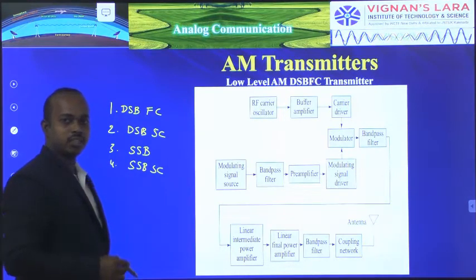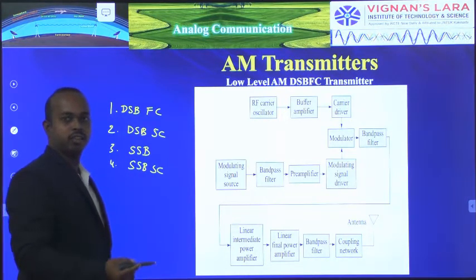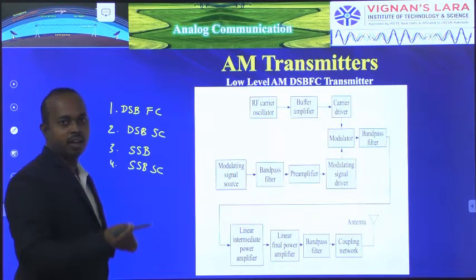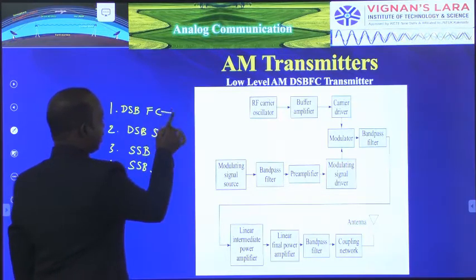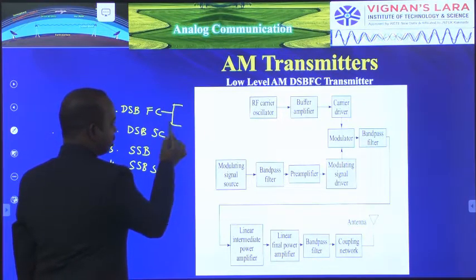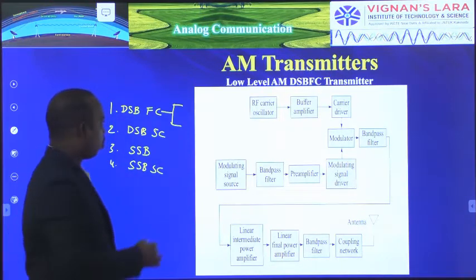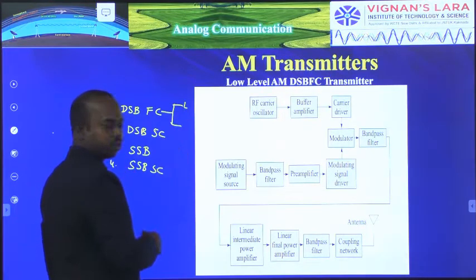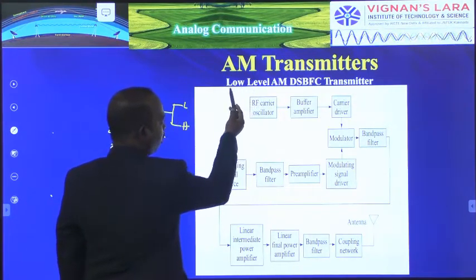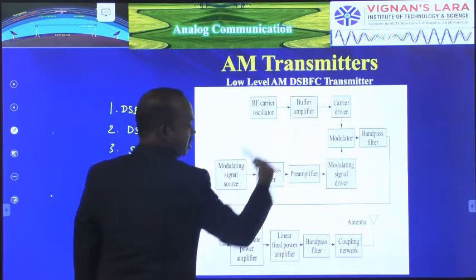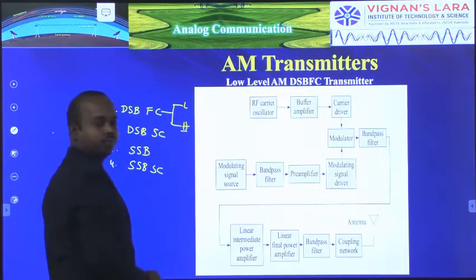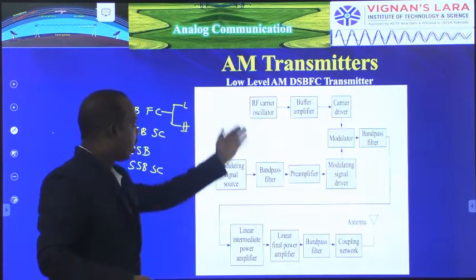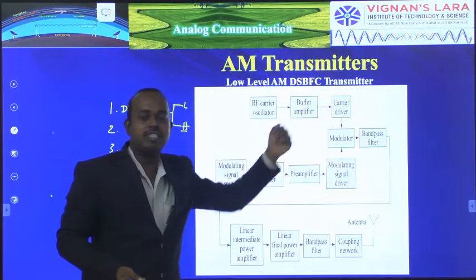For these techniques, we design transmitters to deliver the signal at the transmitting point. Here we have the DSBFC classification. In that, we mainly have two types of transmitters: one is low level and the second is high level. Under low level we call it the low level AM DSBFC transmitter, and the second category is the high level AM DSBFC transmitter.